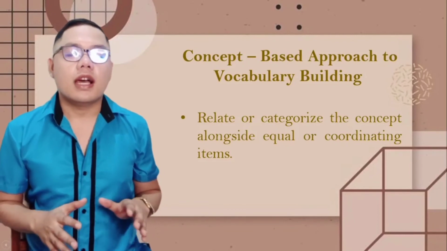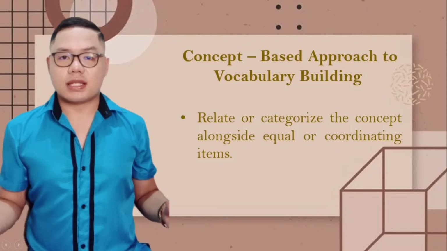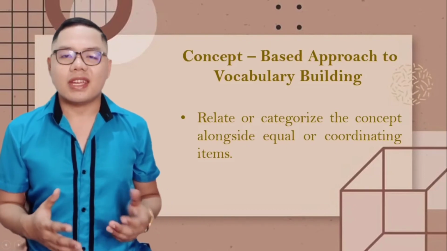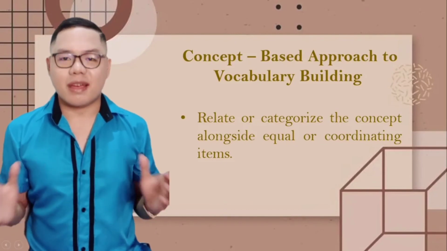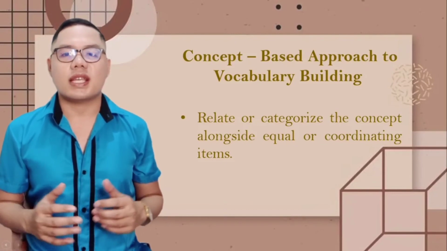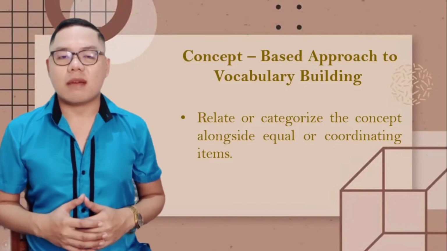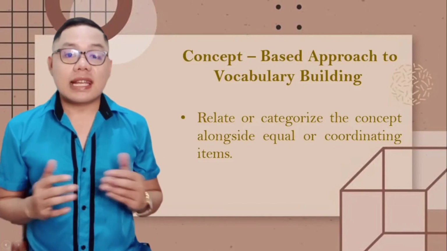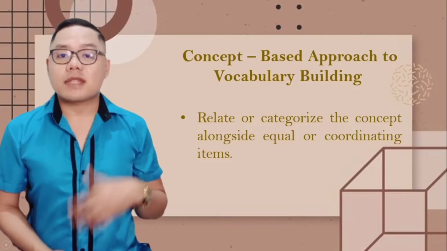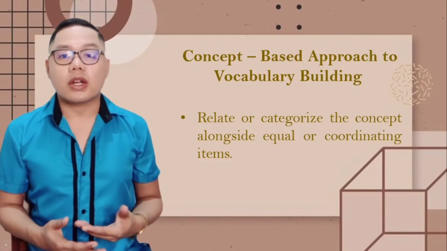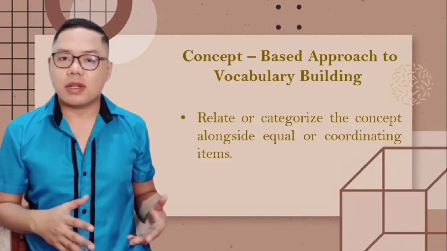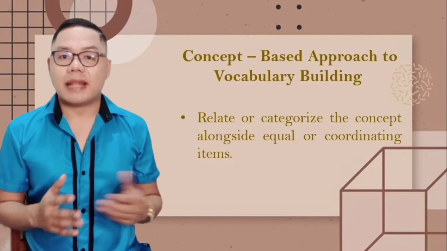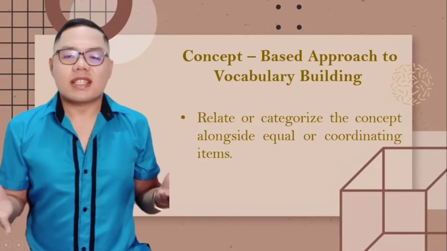So for example, relating it to spherical objects and stars, which are not really star-shaped but only appear that way due to the effect of viewing them through the atmosphere, which causes their light to disperse and appear to twinkle, right? So number 6, relate or categorize the concepts alongside equal or coordinating terms. For example, relate or categorize the concept to other terms such as other planets or things like.